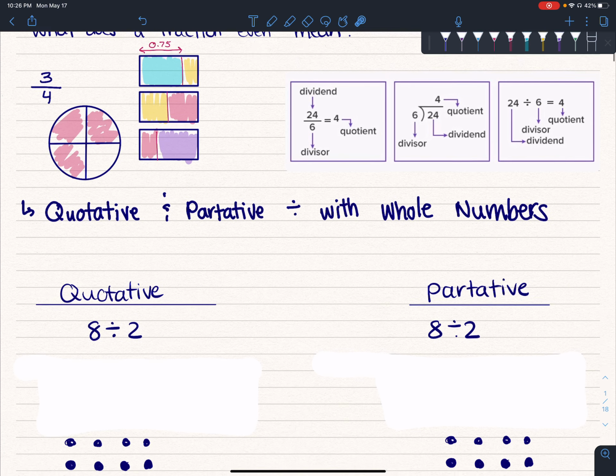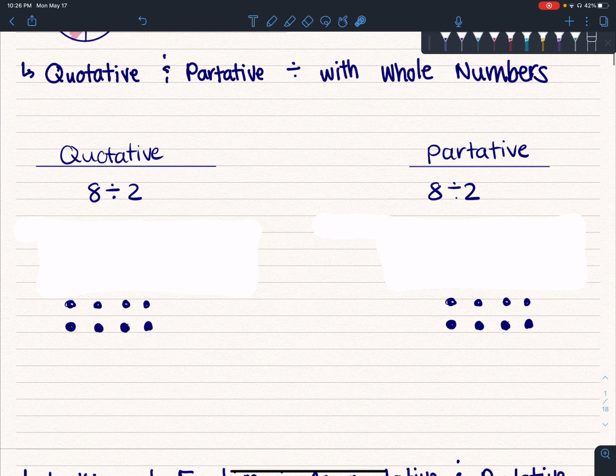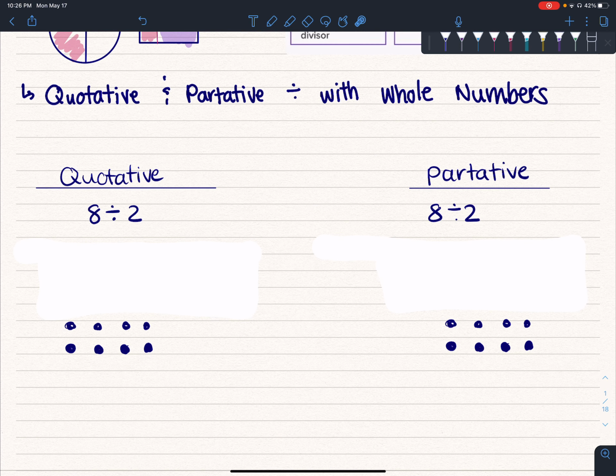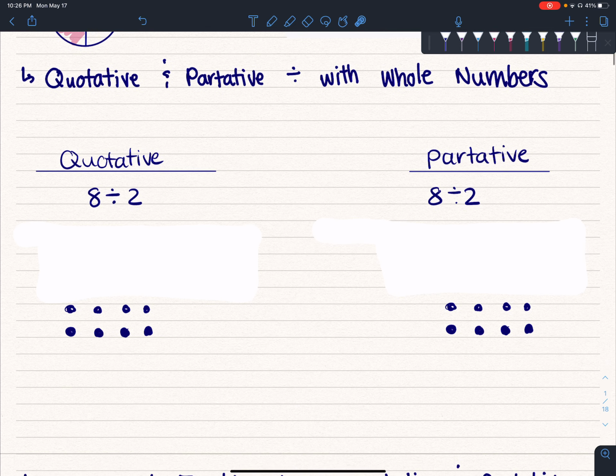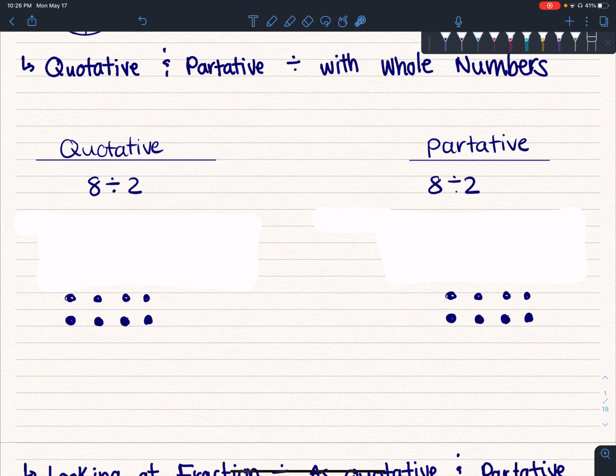Okay, and then another thing that's important to understand is there's different ways to conceptualize what a division is and what it means. So there's these 2 fancy words, quotative and partitive division. So these are some examples with whole numbers. Okay, so here we have 8 divided by 2.